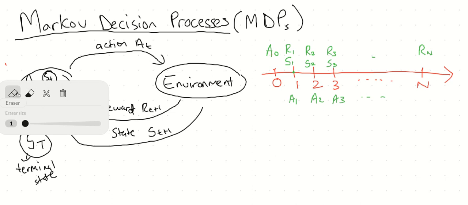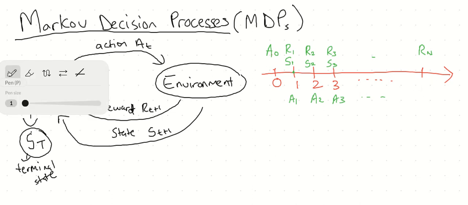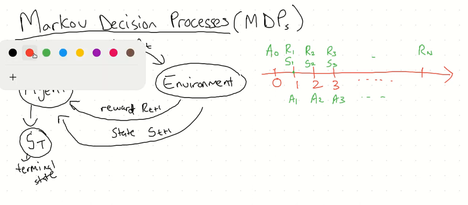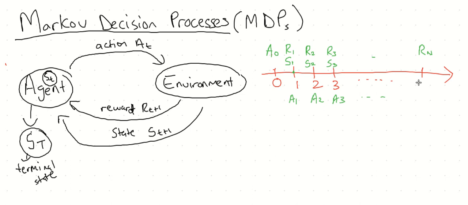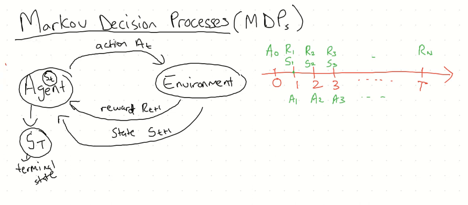Until you get the final reward at time step, which you call, this actually was a mistake in my case, sorry about that. It's actually supposed to be time step T, capital T. Okay, so you get your final reward, RT here, and end up in some final state, ST, which we called the terminal state, right?